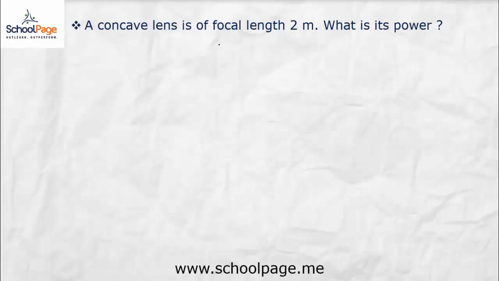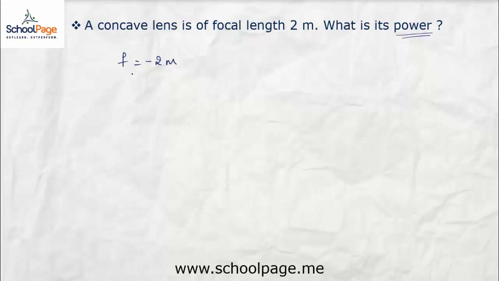In this problem, let us find out the power of a lens for a concave lens. The focal length of a concave lens is given as 2 meter. The focal length of a concave lens is always negative, so focal length will be minus 2 meter.